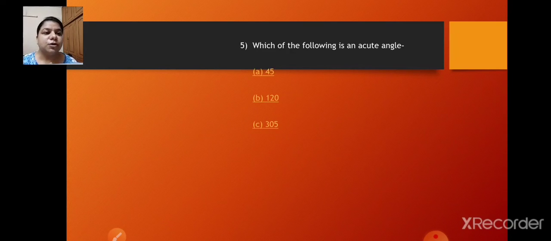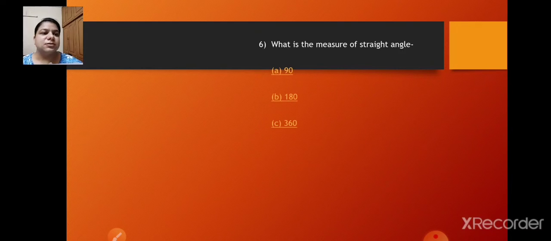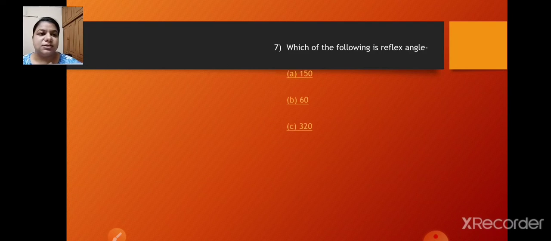So which of the following is an acute angle? 45 degrees is an acute angle only from these. What is the measure of a straight angle? Yes, it is 180 degrees.